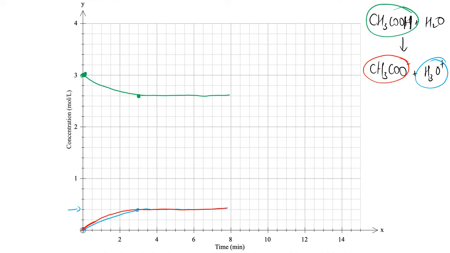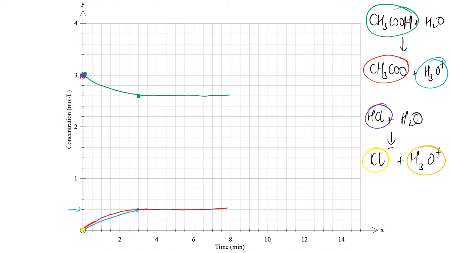What happens if I was to also draw on the same graph the reaction between HCl plus H2O goes to Cl- plus H3O+. Okay, so we know that HCl is a strong acid. So let's say that it also starts at the 3, right? Let's say the Cl- starts at 0. And the H3O+, what color should we do that? Let's do that orange. Starts at 0 as well.